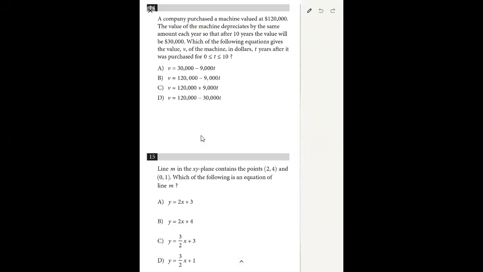Now, number 14 and 15. These are basically the same type of question. One is a word problem, one gives you some coordinates, but they're essentially the same question. So let's read it. It says a company purchased a machine valued at $120,000. The value of the machine depreciates by the same amount each year, so that after 10 years, the value will be $30,000. Which of the following equations gives the value V of the machine in dollars T years after it was purchased for T being between 0 and 10?